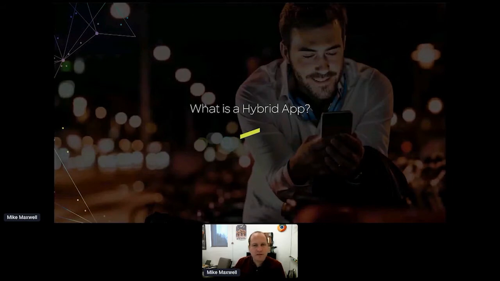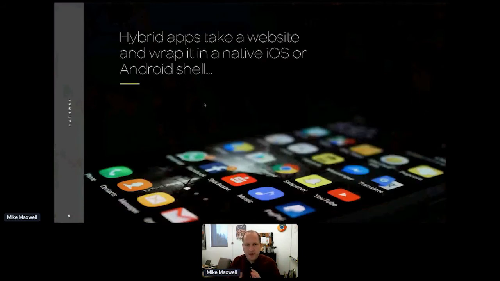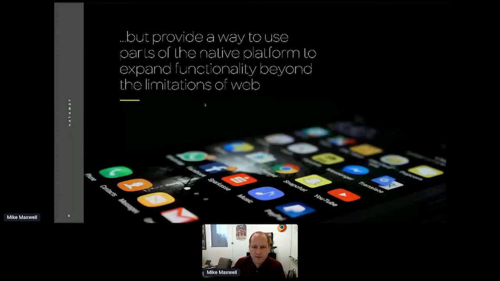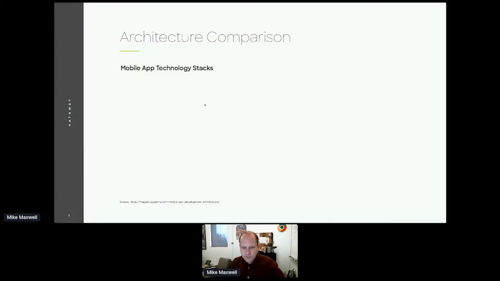I'm going to try and sum this up as succinctly as possible and then go into a little bit of detail. So essentially what hybrid apps do is they take a website and they wrap it in a native iOS or Android shell. But they provide a way to use parts of the native platform to expand functionality beyond the limitations of what a website would normally be able to do. Now, what do I mean?